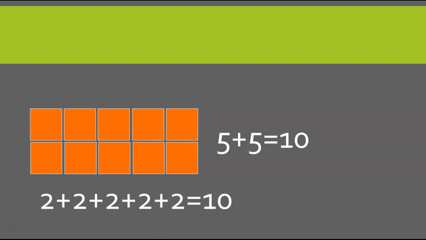Now, how else could we form this? We have 10 squares. What's another way we can form this into a different array using 10 tiles? We could do it this way. So we'd have 2 rows of 5. And the repeated addition problem would be 5 plus 5 equals 10. We could also say that our repeated addition would be 2 plus 2 plus 2 plus 2 plus 2 equals 10, if we were going by columns.